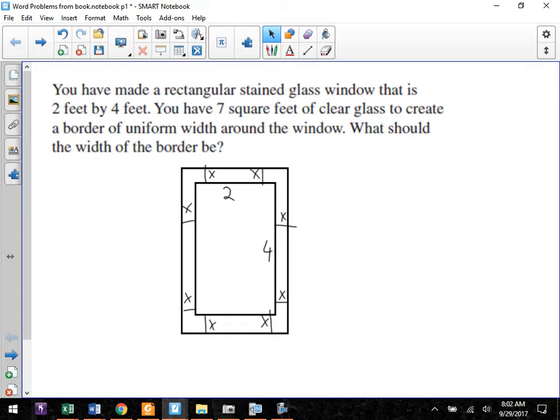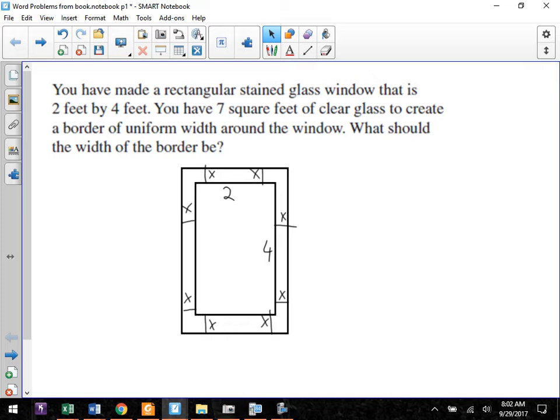What's my new exterior dimension? What's that? 2x by 4x? No. Go on. No, you were on the right track.